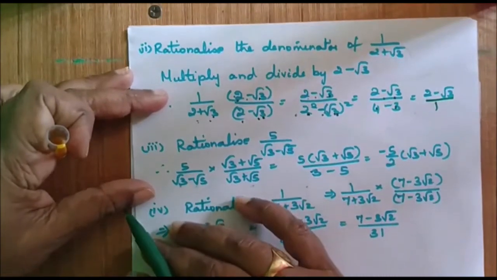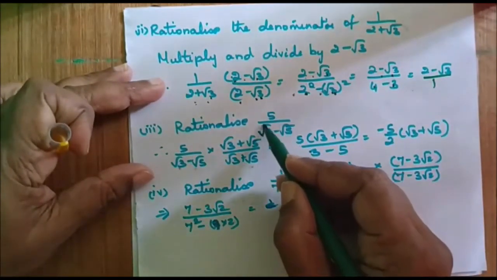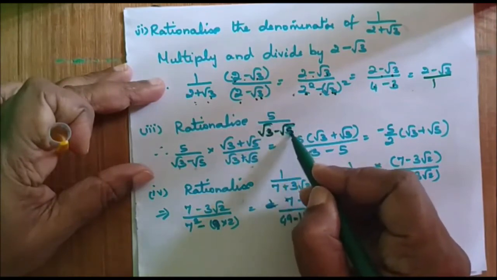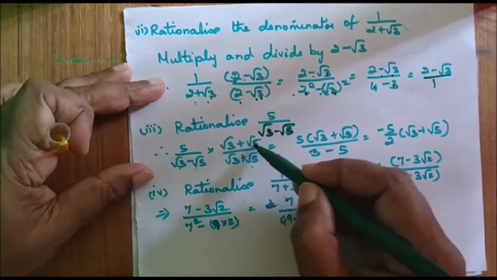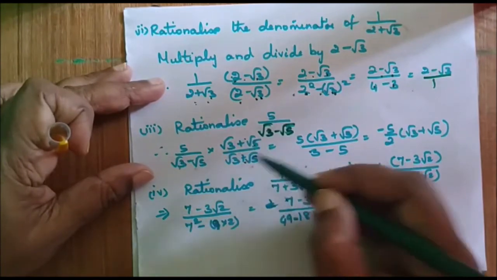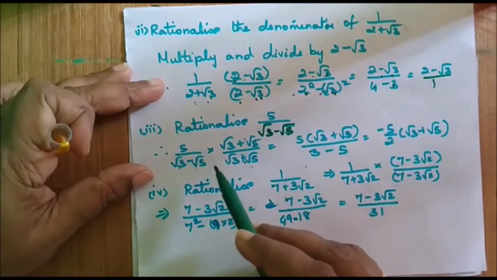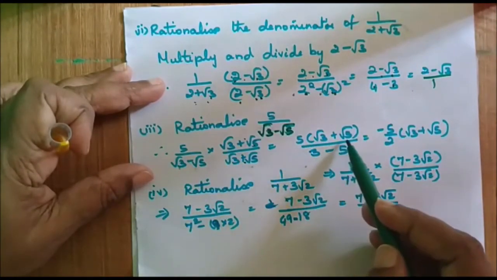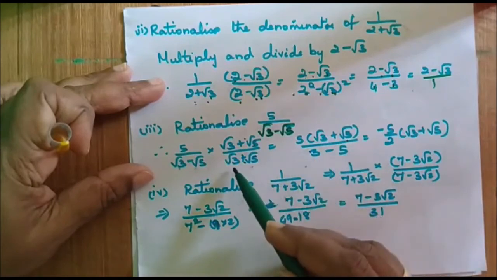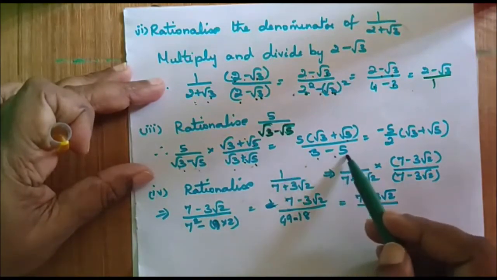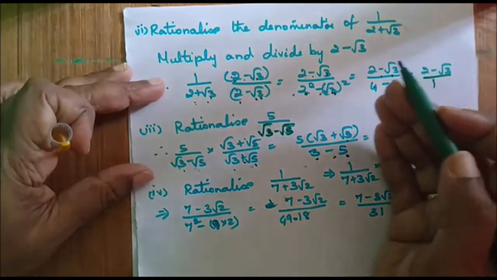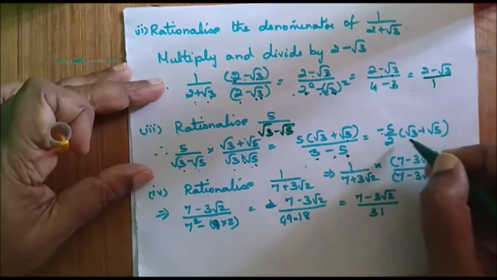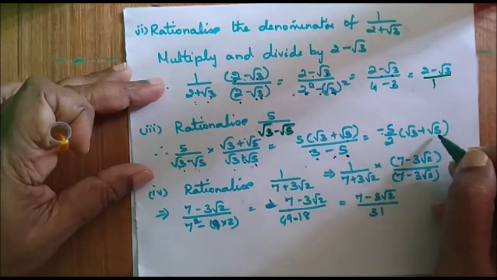Okay. Now the next problem is rationalize 5 by root 3 minus root 5. Now I will multiply it by root 3 plus root 5 on both the numerator and the denominator. So when I apply the formula, it is 5 into root 3 plus root 5 divided by, what is the denominator? a minus b into a plus b, it is a squared minus b squared, 3 minus 5, which is minus 2.